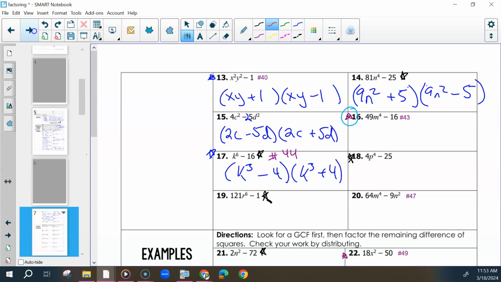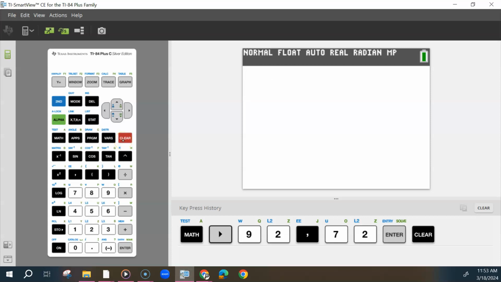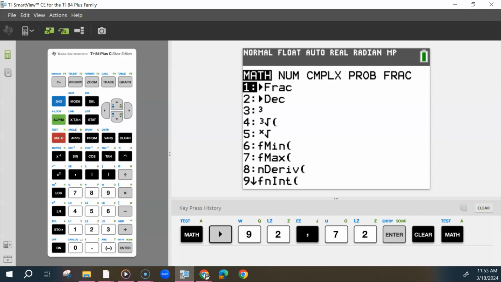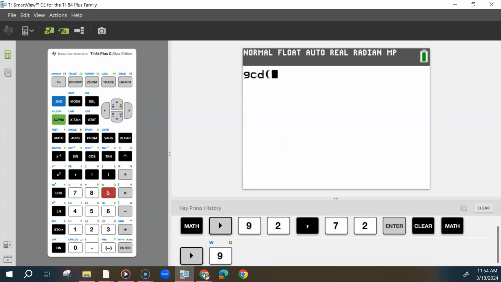So, in general, if you see two terms, binomial, you can factor it one of three ways: GCF, difference of squares, or it might be a combination of both. You can find GCF on the calculator and in Desmos. Remind me to show you how to do it in Desmos because I'll forget. But in the calculator, if you go into math, scroll to the right for number, and then all the way down to number 9, it says GCD, which is greatest common divisor. You were dividing the greatest common factor, it's the same. So math, scroll over to number, go down to number 9. And you can put in up to 2 numbers in your calculator, in Desmos, you can do more.